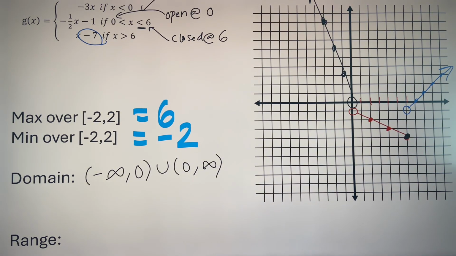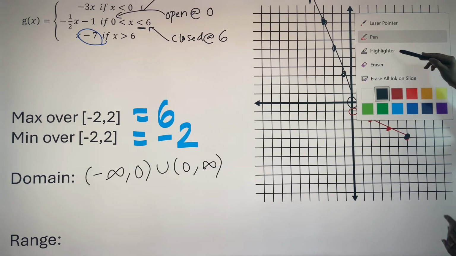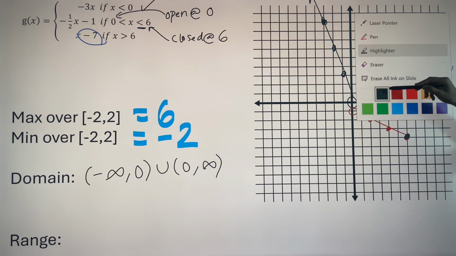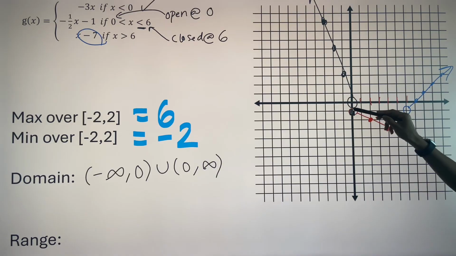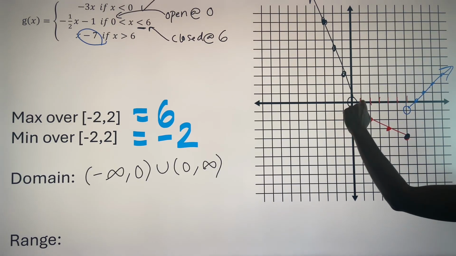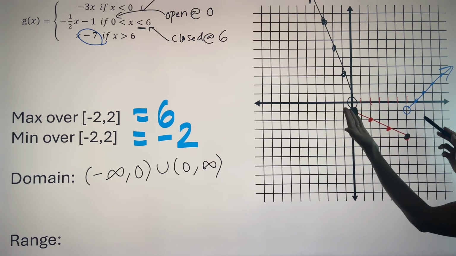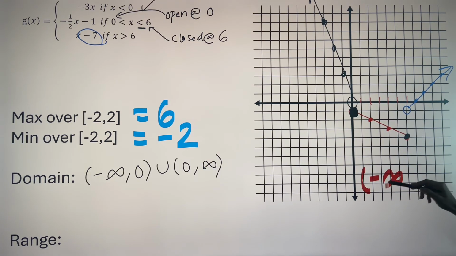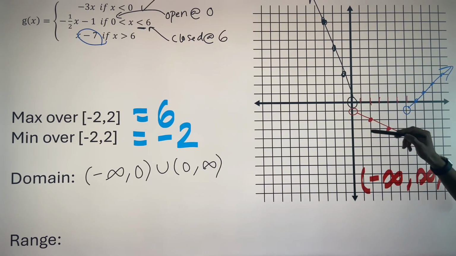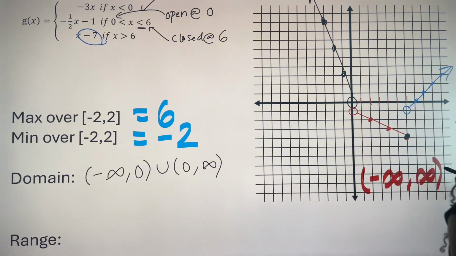Let's talk about what ifs. What if this was actually a closed circle. If this was a closed circle, there's a closed circle here at 0, and there's a closed circle here at 6. So if it looked like this, it would just be negative infinity to infinity. Okay, that's if this was closed. But since that is open, in this example, it would be this.